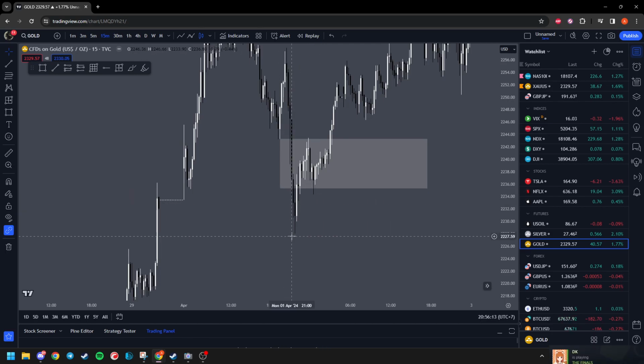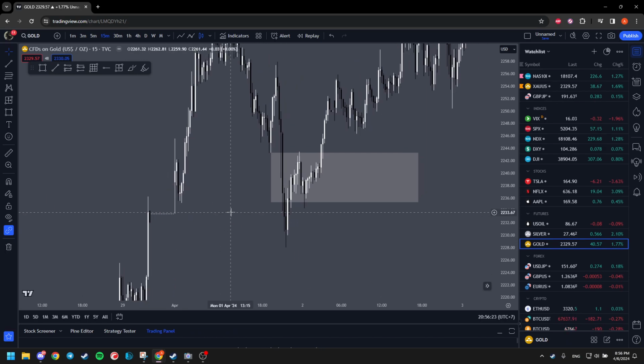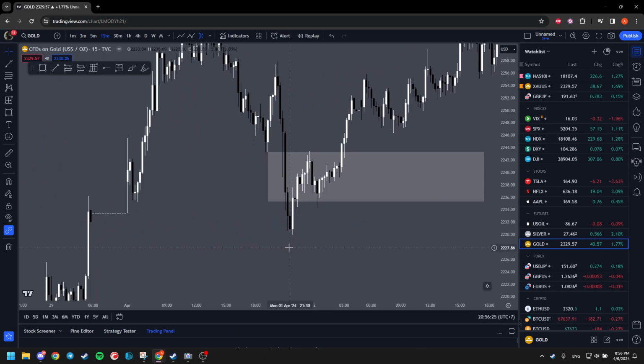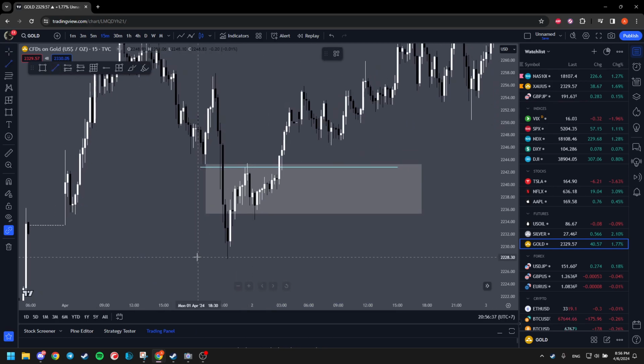So it went down, grabbed liquidity, and starts going up. Why did it do that? Because of this area here. There's no liquidity being formed. It needs to be filled. So it went down, grabbed liquidity, and then starts going up. This is a range. So what will I do? I would most likely put this area here as the recent high and this area here as the recent low.